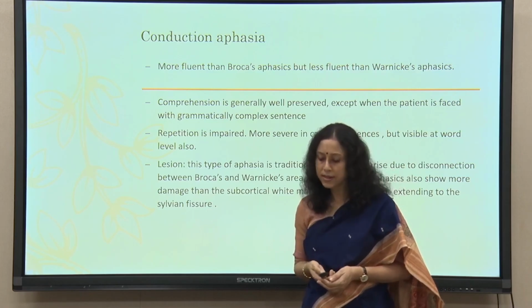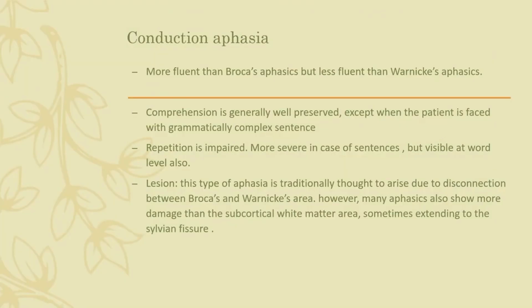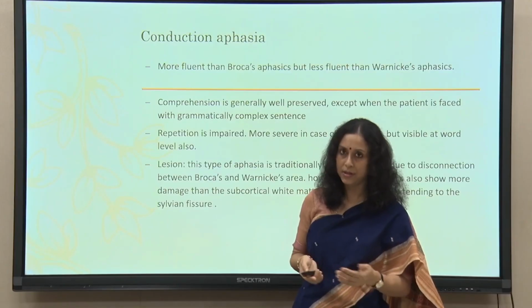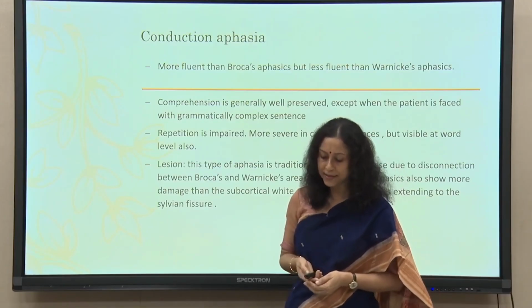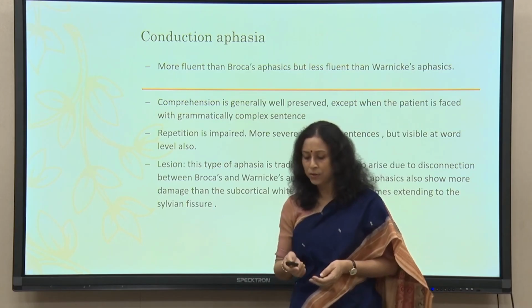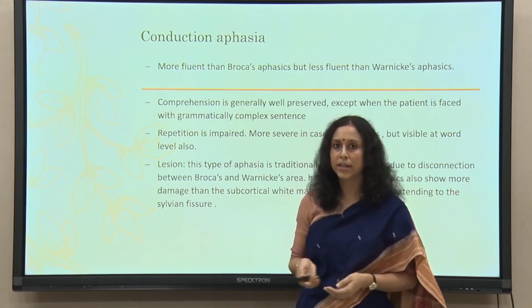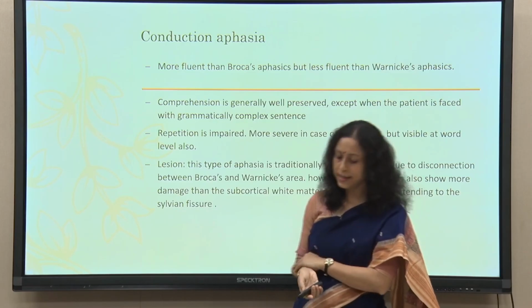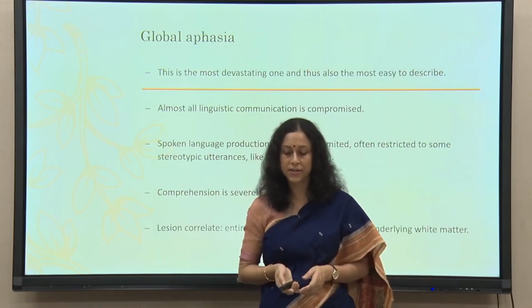In terms of lesion, this type of aphasia is traditionally thought to arise due to a disconnection between the Broca's and the Wernicke's area. So, basically the connection is disrupted. However, many aphasics also show more damage than the subcortical white matter area, which is the pathway, sometimes extending to the Sylvian fissure as well. So, this is not only affecting the subcortical white matter that connects the Broca's and Wernicke's area, but also extends to other regions.